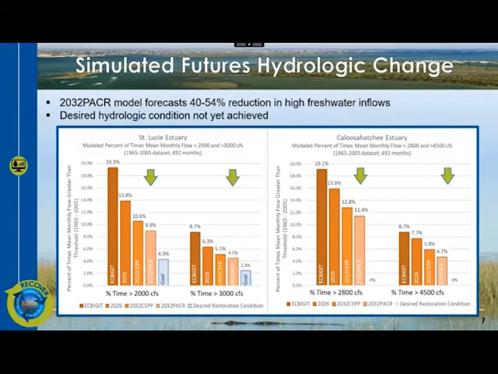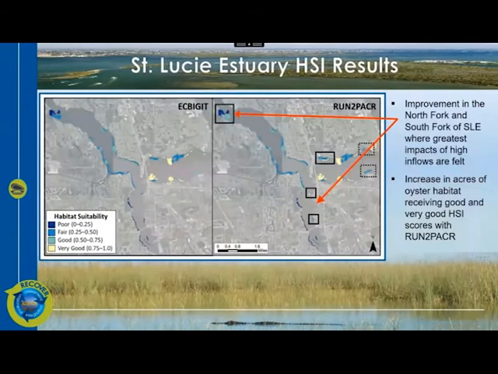However, we're not quite meeting a desired restoration hydrologic condition as indicated to the right of each set of bars here for the St. Lucie in blue, and here for the Caloosahatchee, which is indicative of 0% of the time. But the good news is that improved hydrologic conditions presented here are indicative of benefits from CERP project implementation, namely additional storage south of Lake Okeechobee. And you'll see the benefits of these reduced high flow scenarios in the following HSI maps.